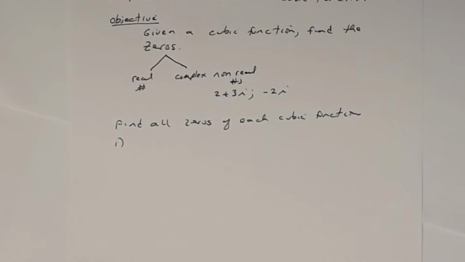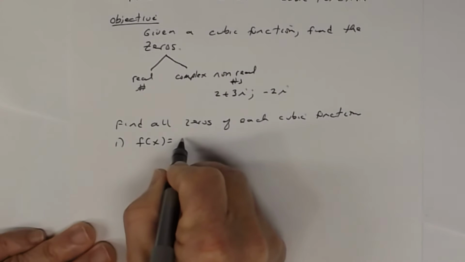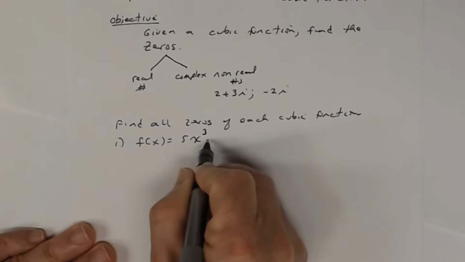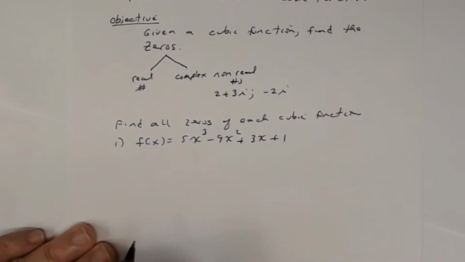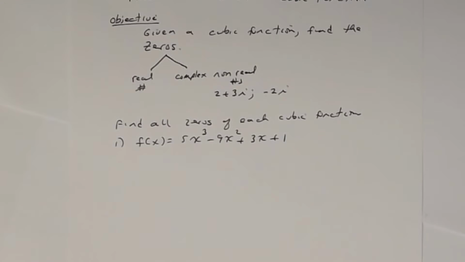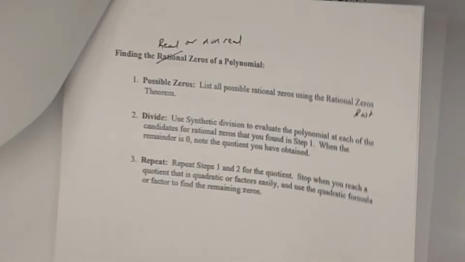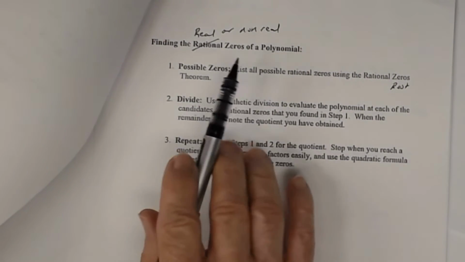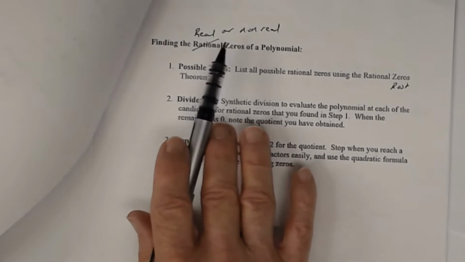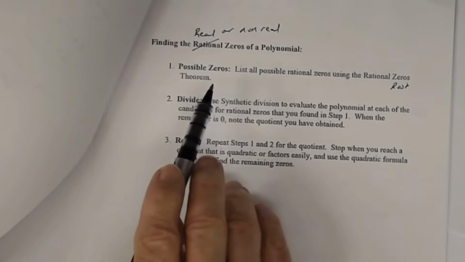So number 1, let's suppose we had this for number 1. We have f of x is equal to 5x cubed minus 9x squared plus 3x plus 1. Now remember, we are still using the steps on this page, finding the real or non-real zeros of a polynomial. So this time they're going to be real and or non-real. All right, so we're still using these steps.